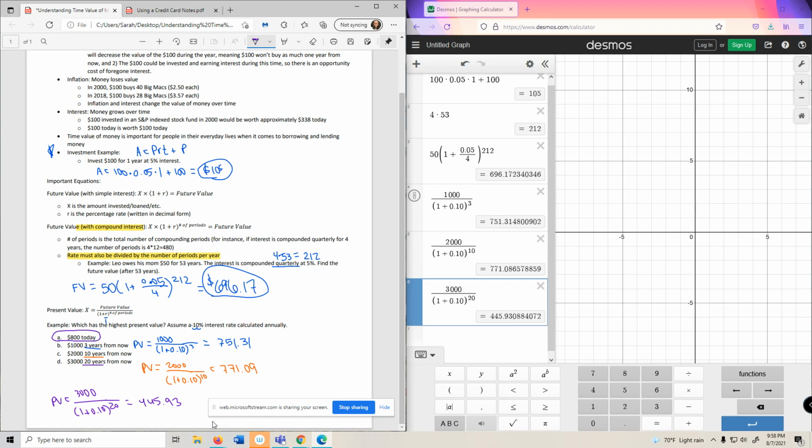The other ones, even though it sounds like more money, because of inflation, at the end of that time frame, it'll be like this amount in present dollars, which is all smaller than what you think you're getting.